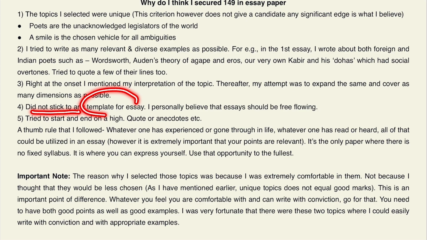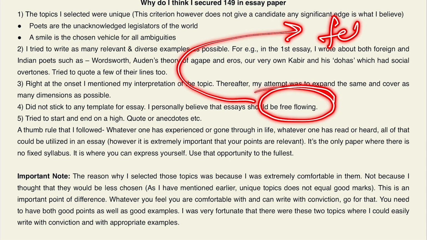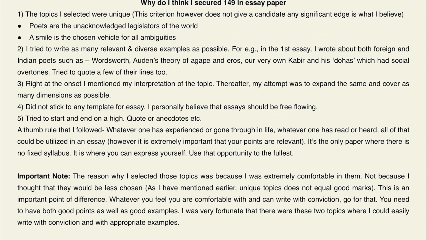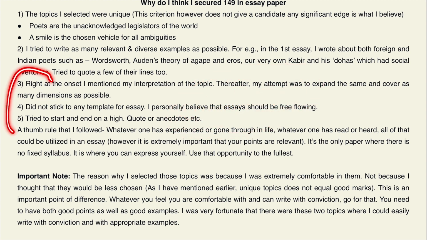And I didn't stick to any template for the essay. Template means pastel approach and all. So he says my essay was basically free flowing. So a free flowing essay can fetch some extra marks. I try to start and end on a high note. So what is this high note? It means he is saying that I started by using a quote or an anecdote or a story, and his conclusion is also on a high note. So we'll see how he is using this strategy and approach in his essay writing.